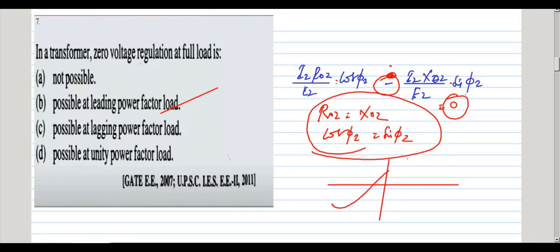So this is the voltage regulation curve. So you have zero regulation at leading power factor load. Leading power factor load. Okay.